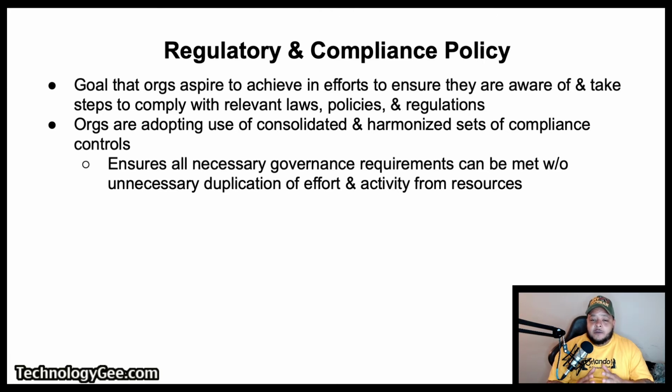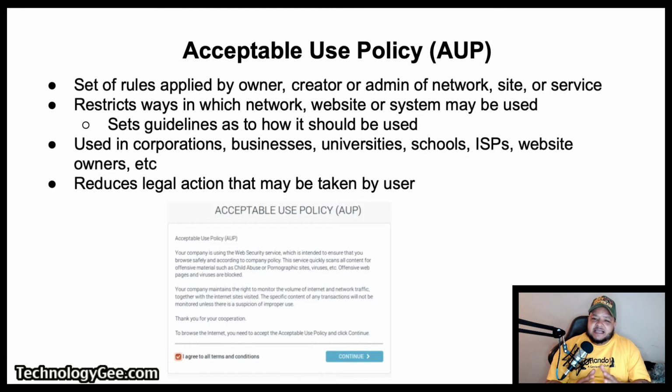This approach is used to ensure that all necessary governance requirements can be met without the unnecessary duplication of effort and activity from resources. Next, we have the acceptable use policy. So an acceptable use policy is a set of rules applied by the owner, creator, or admin of a network, website, or service that restrict the ways in which the network, website, or system may be used and sets guidelines as to how it should be used. An AUP document is written for corporations, businesses, universities, schools, ISPs, and website owners, often to reduce the potential for legal action that may be taken by a user, and often with little prospect of enforcement.